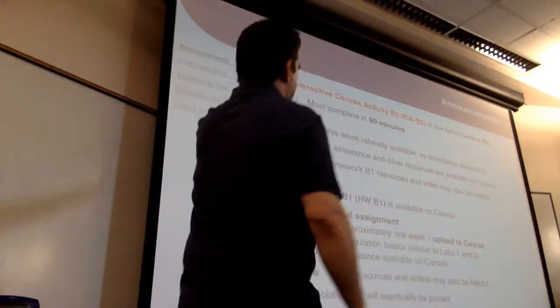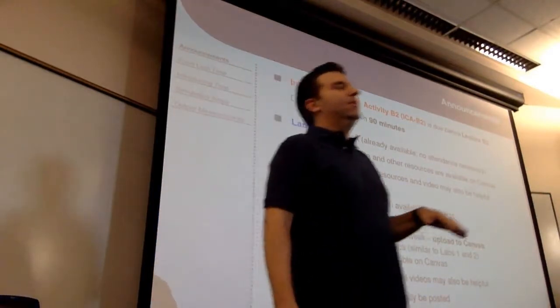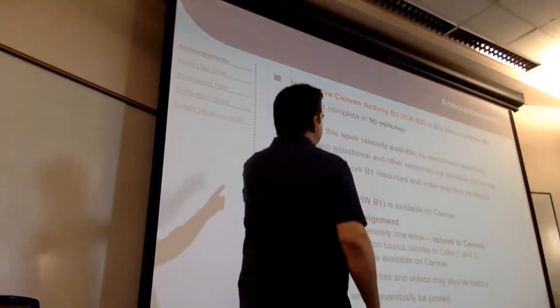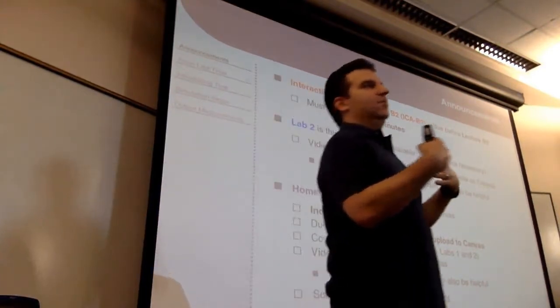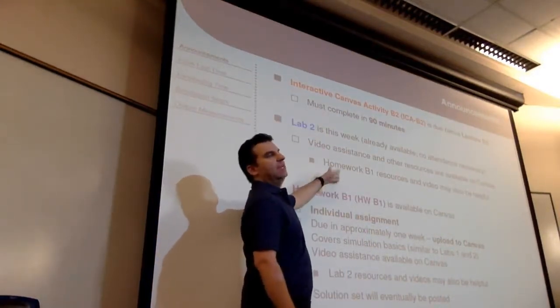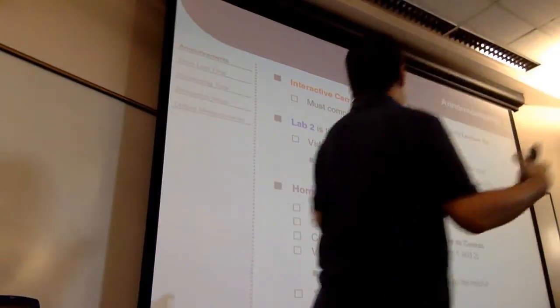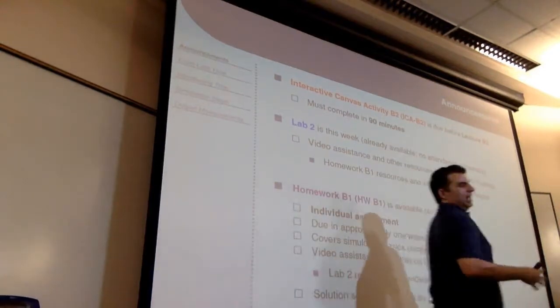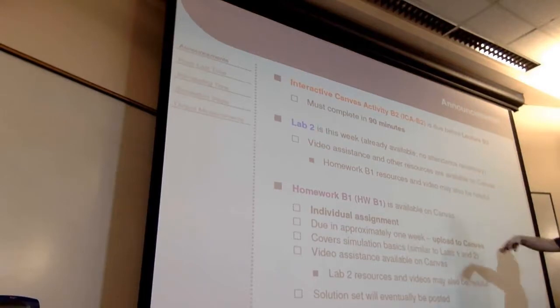I already put up an Excel spreadsheet, which is a sample of the hand simulation that you'll do in Lab 2, but I might actually record a video explaining the steps of how you generate that solution set to provide a little extra help. If you've looked at the video associated with homework B1, it's very similar. The short hand simulation you do in homework B1 is extended in Lab 2. Homework B1 is also available. Some other people have already turned it in, but it's due technically a week from today.